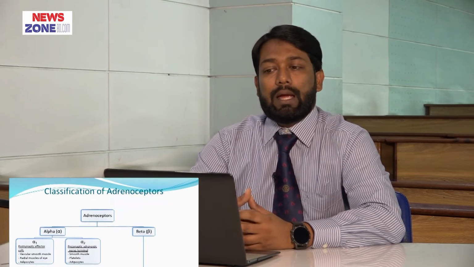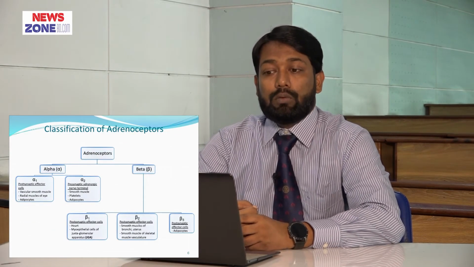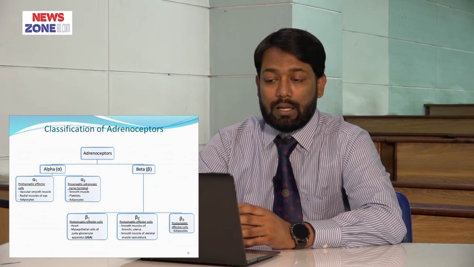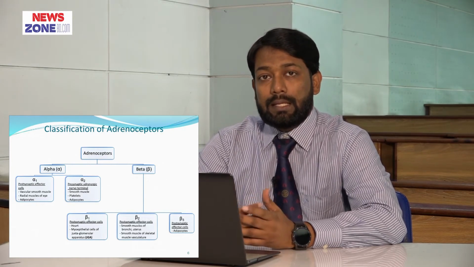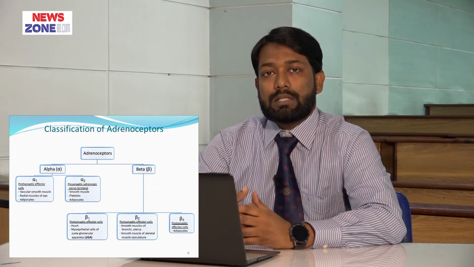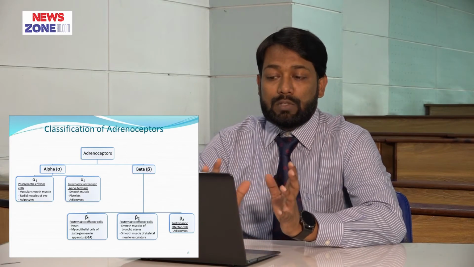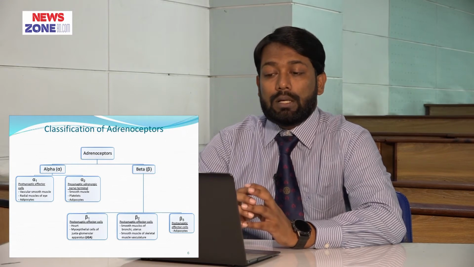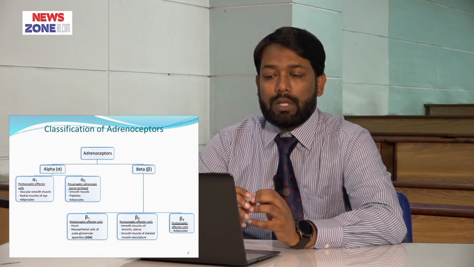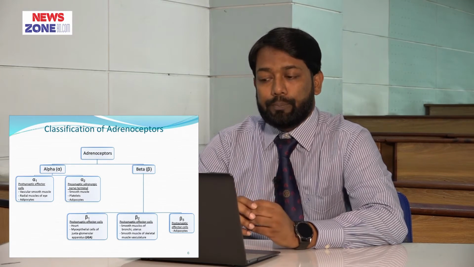The following slide is showing you the classification of adrenoceptors, majorly classified into two categories, alpha and beta. Alpha receptors are again subdivided into alpha 1 and alpha 2 receptors. Beta receptors are subdivided into beta 1, beta 2 and beta 3 receptors. This figure or flow chart is a simplification of the occurrence of these receptors, where they occur. Okay.